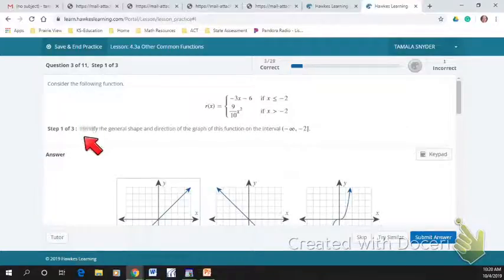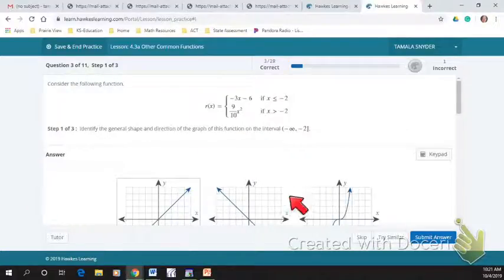Directions are a little bit confusing. It says identify the general shape or parent function of the graph that goes from -infinity to -2. Well, -infinity to -2 would be this thing right here. But all you need to ever really remember is that step 1 is always the top one. For step 1, you're going to pick the top one. Step 2, you'll pick the bottom one. And step 3, you'll put them together on the same graph.